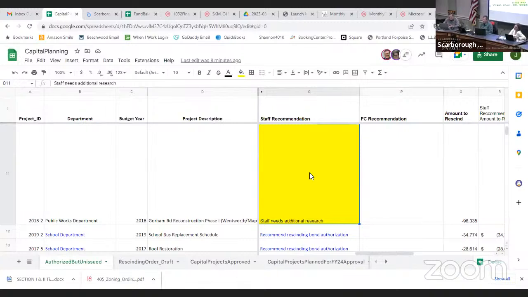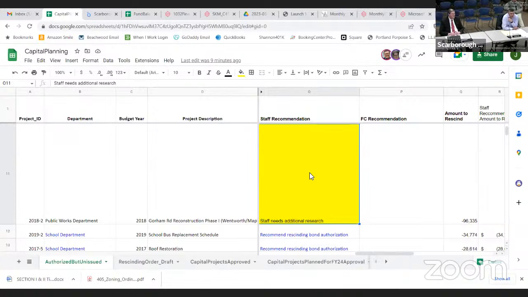But this exercise we're going through, we've done several times since I've been here, not perhaps to the depth that this one does, but the same premise: the project is done, the bond authority is no longer needed, and so remove it. I'm just a little anxious that some of these projects are still ongoing, and I haven't had the time to do the forensic review of it.